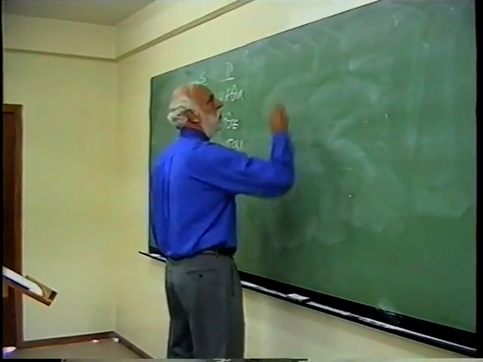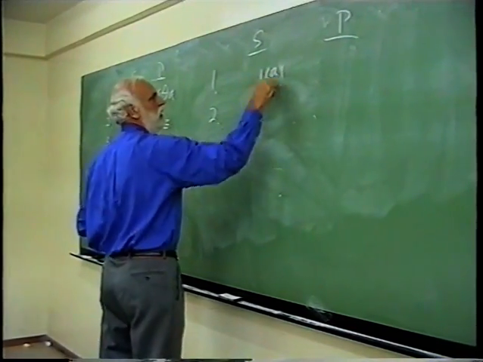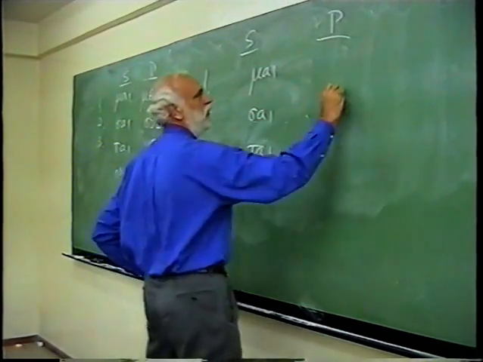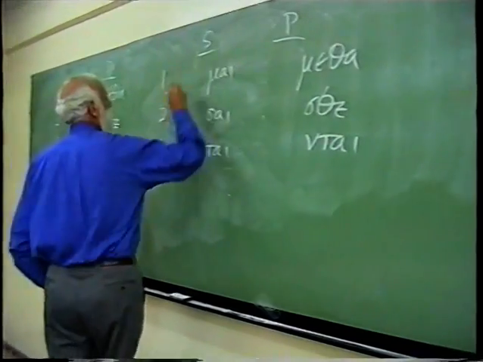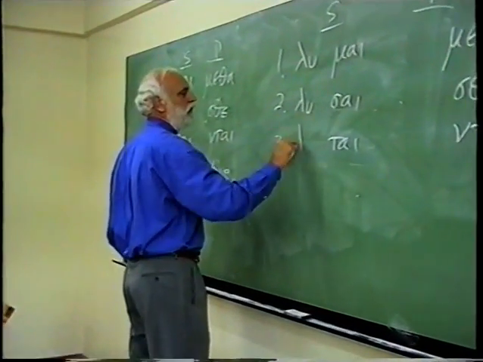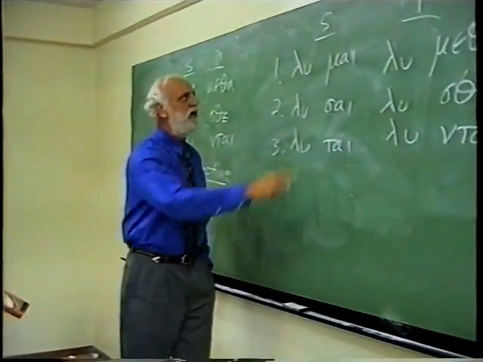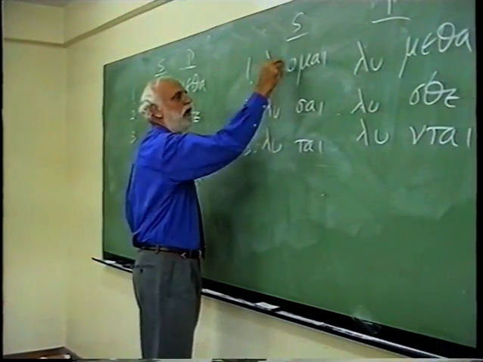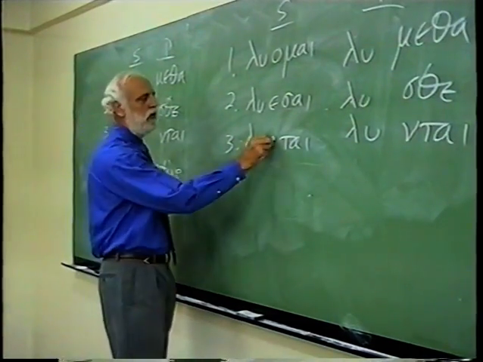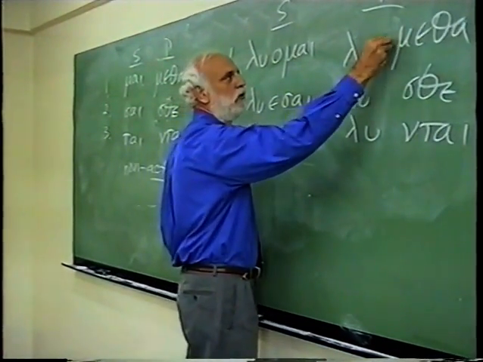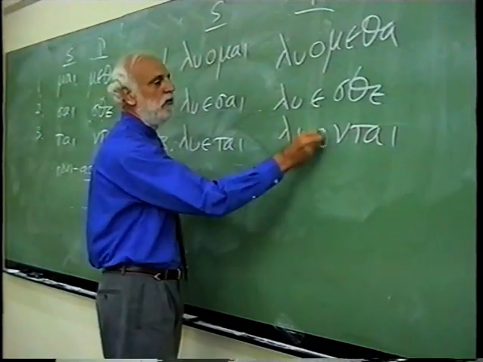All right. Now watch the board. Let's actually form the present middle passive indicative of luo. You put the mai, the sai, the tai, the metha, the sthe, and the ntai. Then you put the lu on each one. What is my connecting vowel before a mu? Omicron. What is my connecting vowel before a sigma? Epsilon. What is my connecting vowel before a tau? What is my connecting vowel before a mu? What is my connecting vowel before a sigma? What is my connecting vowel before a nu? Okay?